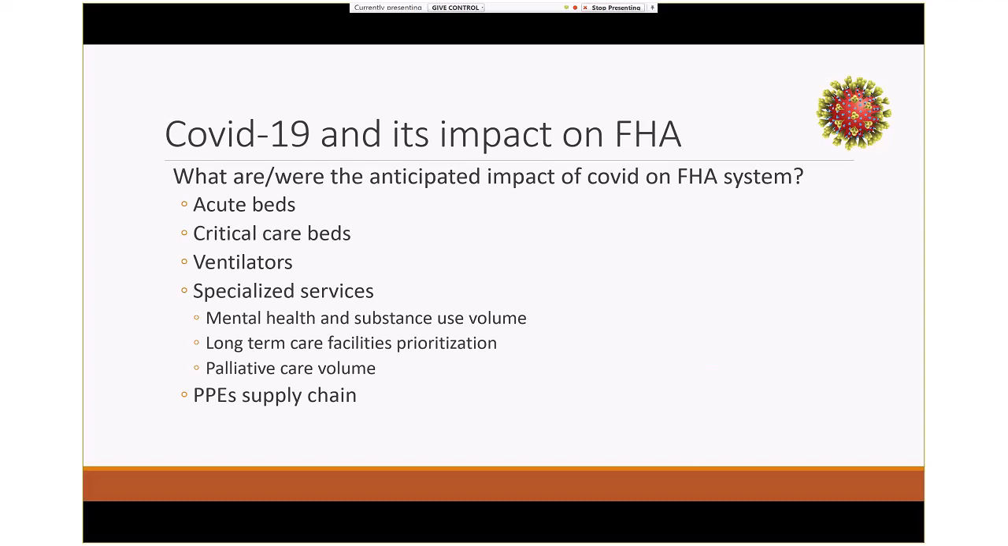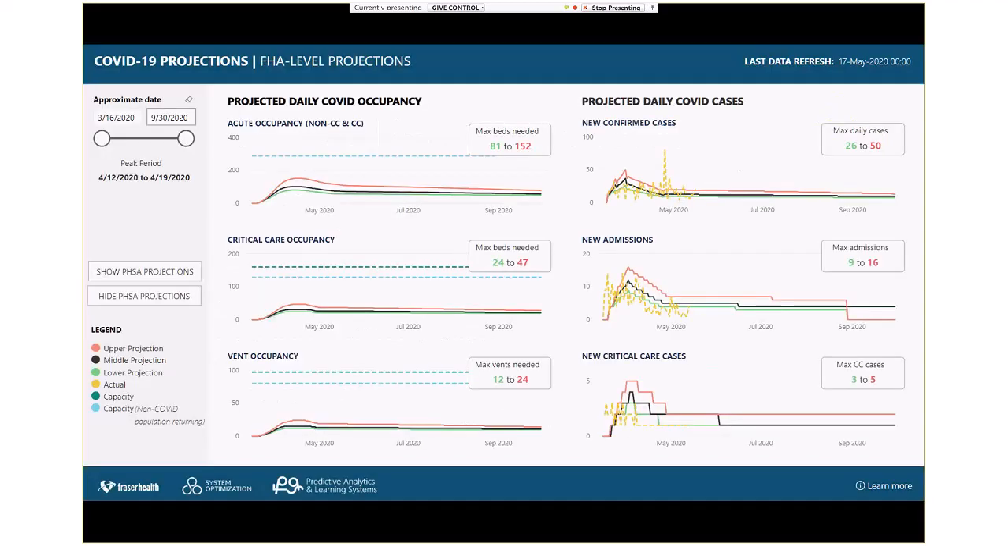I'll just quickly show you how we work towards these, which for the most part are about displaying it in a BI dashboard presentation. So what you see here, for example, is our dashboard in terms of predicting the volume of beds, whether acute, critical care, or ventilators that's needed in our Fraser Health hospitals.